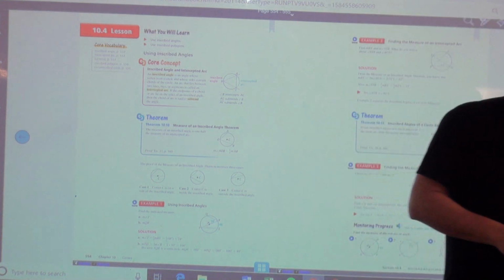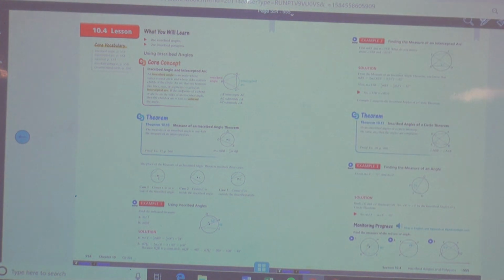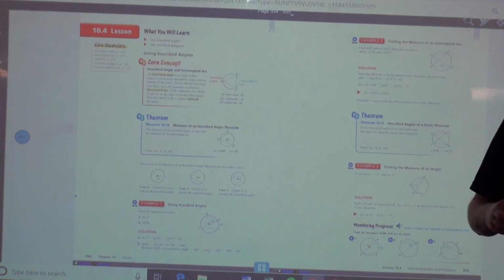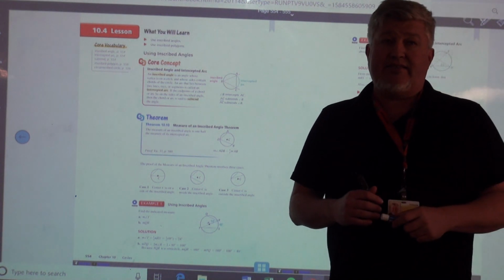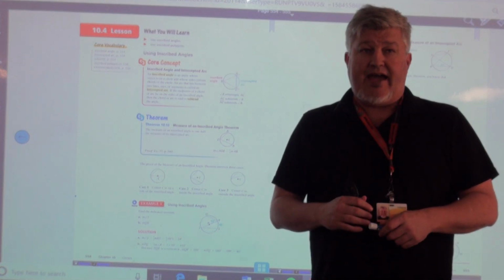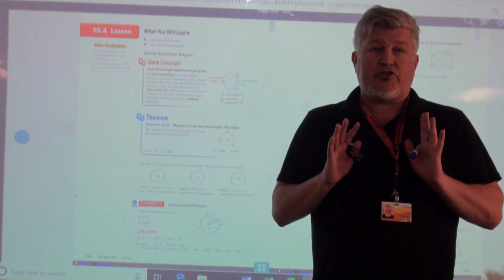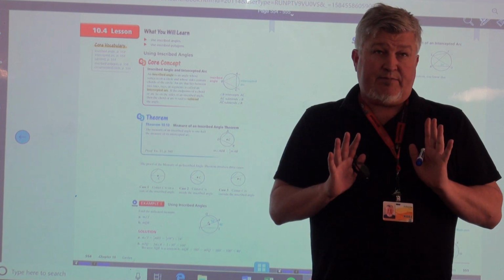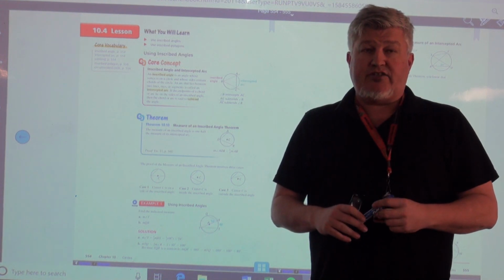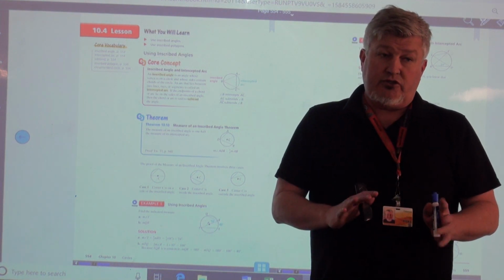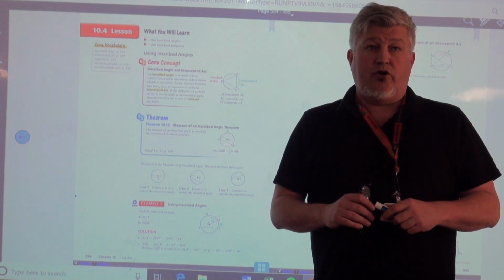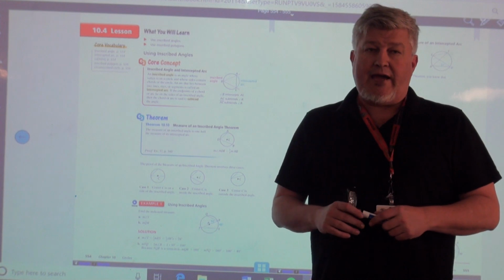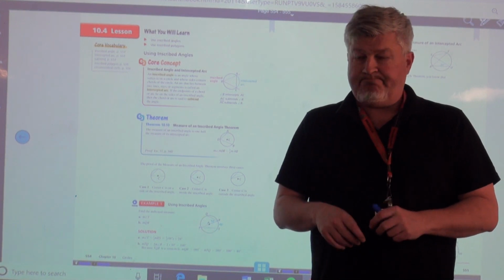It's page 554 is where we're starting. 554. Please notify me if you're having trouble accessing big ideas. I'll need to get the IT team to fix that, but in the interim I will make sure I take snips of each one of these pages of instruction as well as the homework and put it on Schoology so you have that accessible as needed. Okay? So again, it's page 554, 10.4, Inscribed Angles of a Circle.